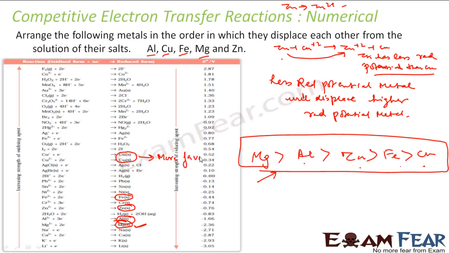More favorable reaction, right? As compared to these reactions. These are less favorable reactions. So in this reaction, if you see, copper is getting displaced from its salt. That means copper can easily be displaced from its salt. Here, magnesium is getting displaced from its salt, but this is a less favorable reaction. That means it is difficult to replace magnesium from its salt. Right? So magnesium is the one which will replace others from their salt.